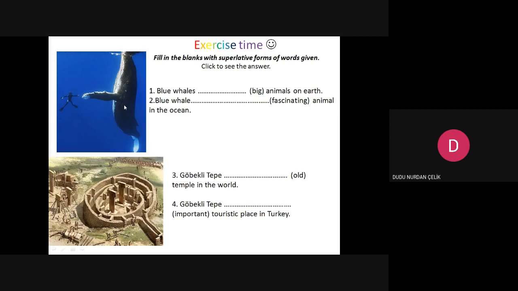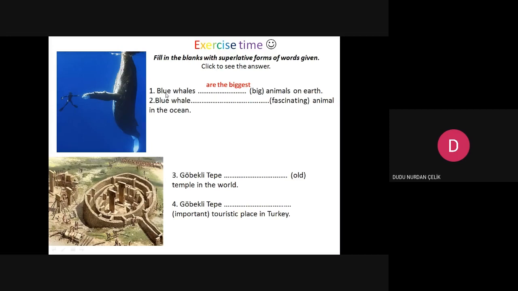There are a lot of big animals on Earth, but blue whales are big animals on Earth. We compare blue whales with all other animals on Earth, and we can say blue whales are the biggest animals on Earth. There are no other bigger animals than blue whales.